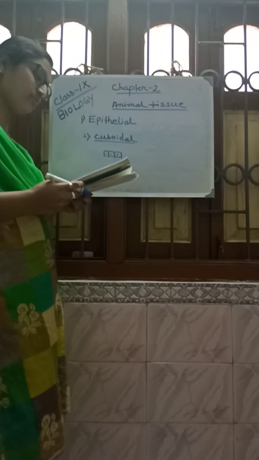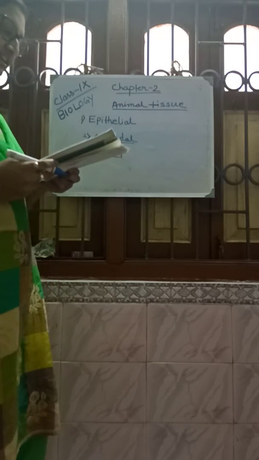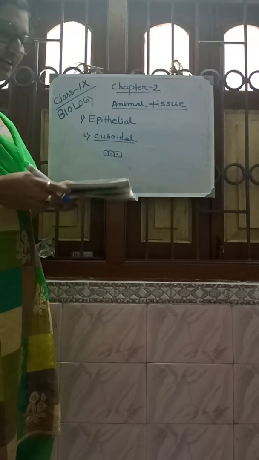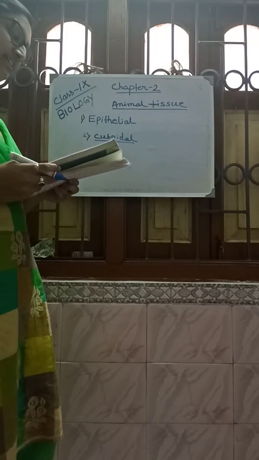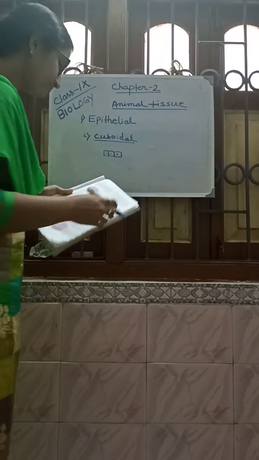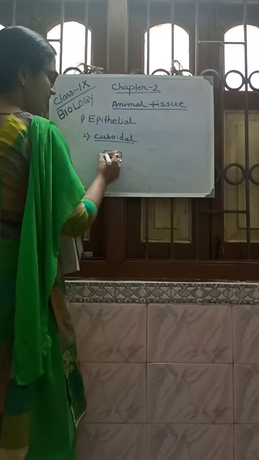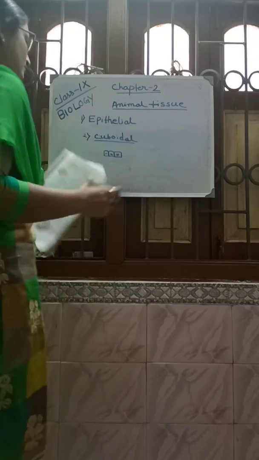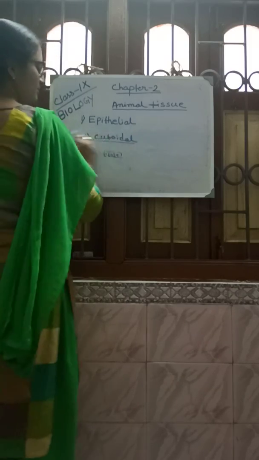Where is it present? It is present in the kidney tubules, sweat glands, and salivary glands. It provides mechanical strength. The cuboidal epithelium is just like a cube, and the prominent nucleus is present in the center.